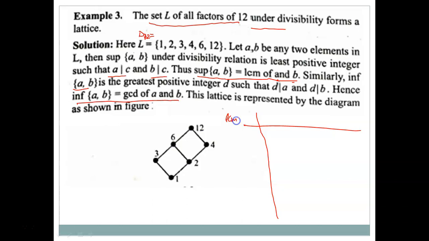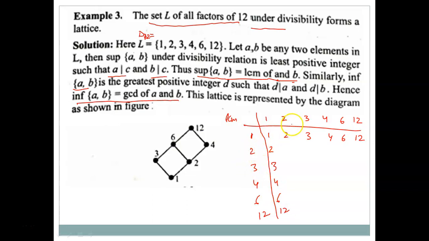You write here the LCM table, and the elements are 1, 2, 3, 4, 6, 12 along the top and along the side. Take the LCM of 1 with each of these. LCM of 1 and 1 is 1, 1 and 2 is 2, then 1 and 3, 4, 6, 12. Now the LCM of 2 and 1 is 2, so here also 3, 4, 6 and 12, like that.